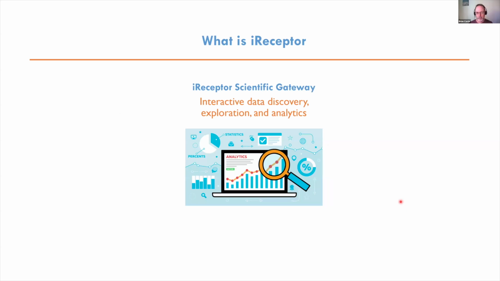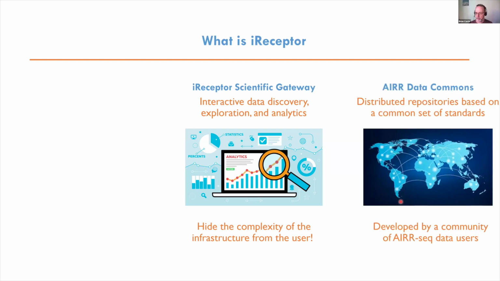So a little bit more about what the iReceptor Gateway does. As I said, it's a web portal that allows you to do interactive data discovery, exploration, and analytics. And it's really hiding the complexity of all these queries you might have to do to all these different databases. The AIR Data Commons is this distributed set of repositories around the world, developed by the community of AIRR-seq data users, and they are all AIRR standards compliant. So by having a set of standards-compliant repositories, the iReceptor Gateway can send data queries to those repositories and federate the data and present it to you in an easily consumable way.